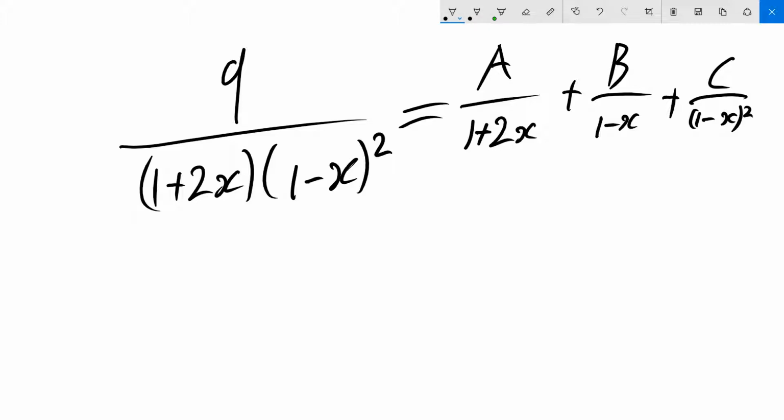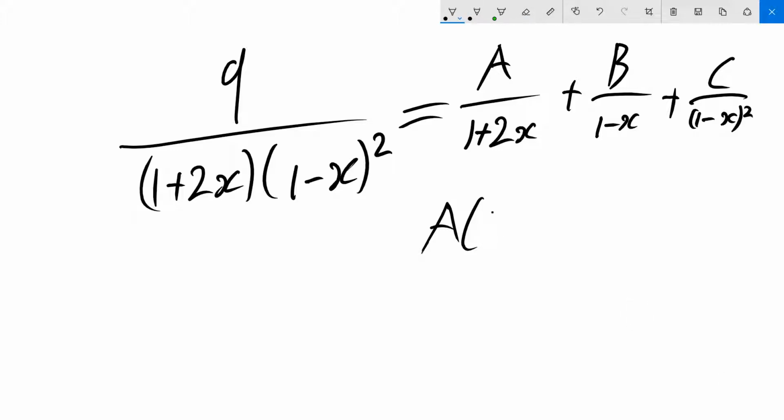So now we're going to have to make the denominator the same as this denominator here, and we'll get A plus B plus C, and we'll work that out. Alright, so we'll start with A first. So all A is missing is this denominator over here. So what we do is we times A by 1 minus x, all of that squared.